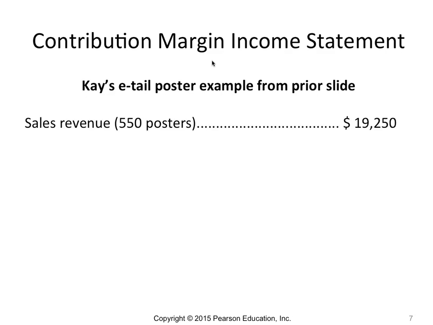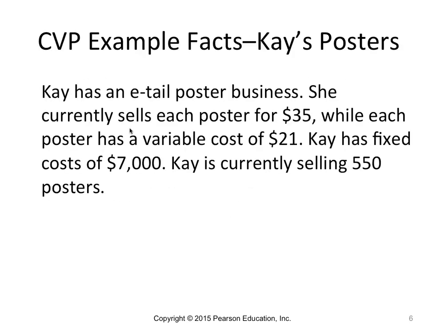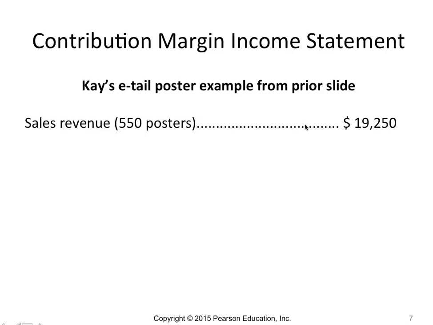So we are going to calculate the total sales revenue. Total sales revenue is $35 times 550. Remember, this is $35 per poster, and she has sold 550 of those. So total sales will be 550 times 35, and we'll get 19,250. That's our total sales revenue.